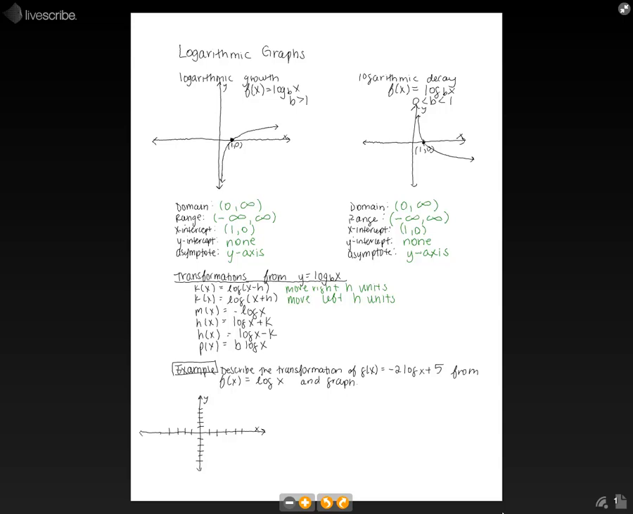If you were given m of x equals negative log of x, this causes a reflection across the x-axis. h of x equals log of x plus k means you move up k units. A minus k would move down k units. And lastly, p of x equals b times the log of x means you expand vertically by a factor of b.